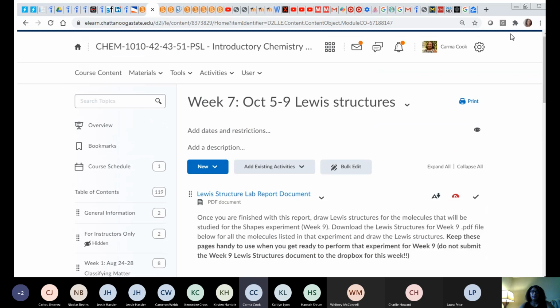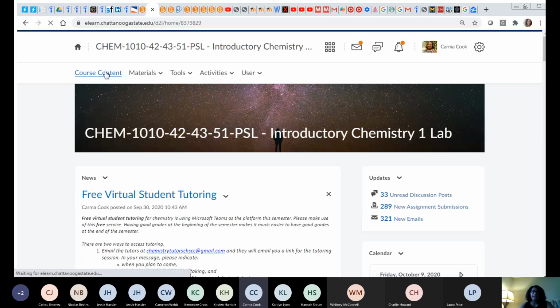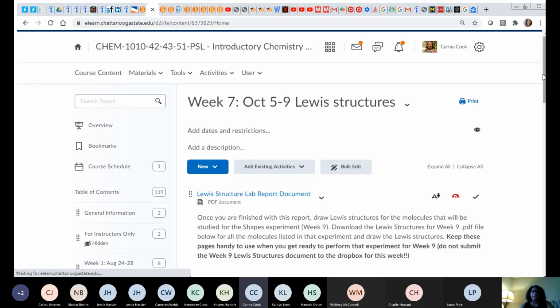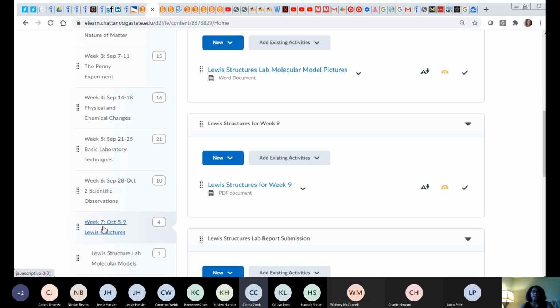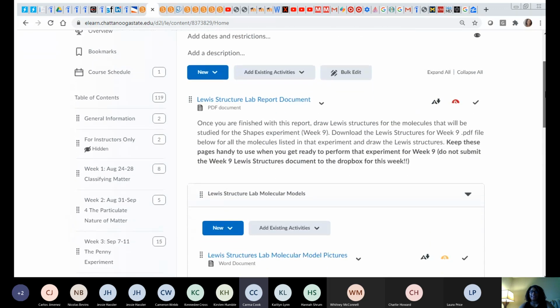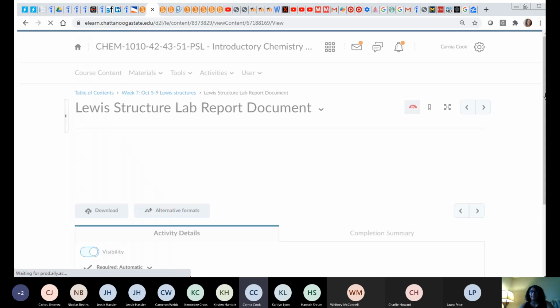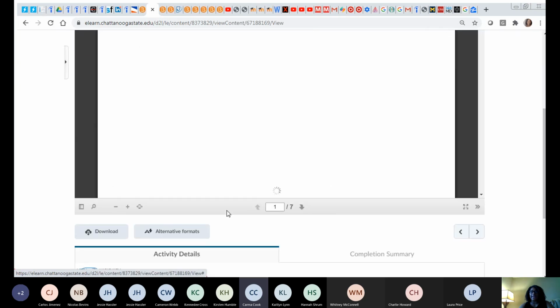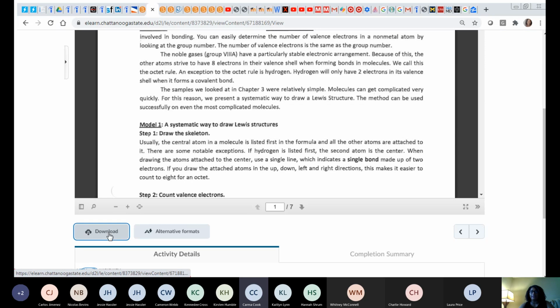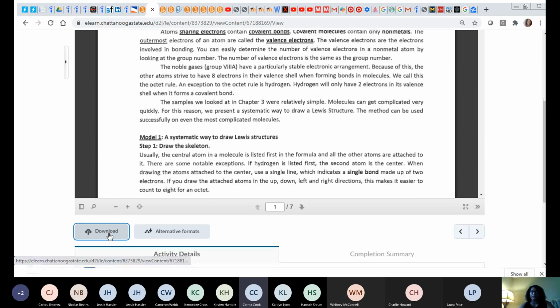So if you go to our eLearn homepage, click course content, click on week 7 in the table of contents. And I tried to separate things so that things were clear. There's the lab report document, and it's giving you some instructions about what you need to turn in this week. And you just click on it. And I don't have any restrictions for downloading. There may be a technical issue on your end, but you should be able to download it just fine. It's just a PDF file.